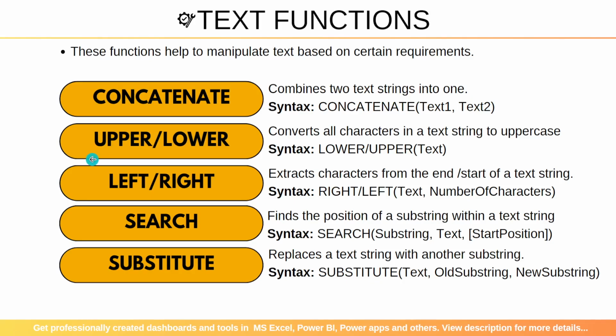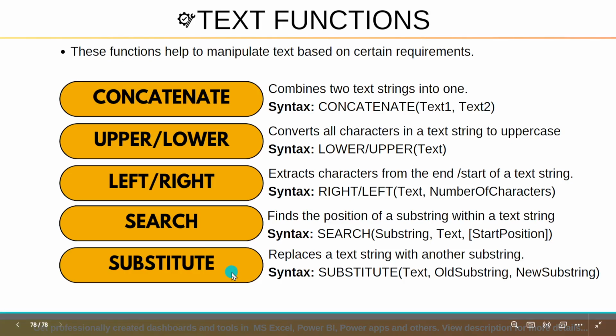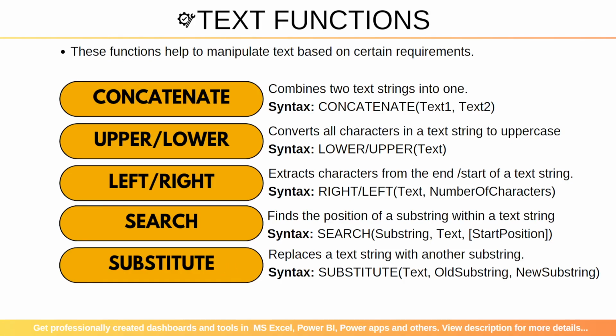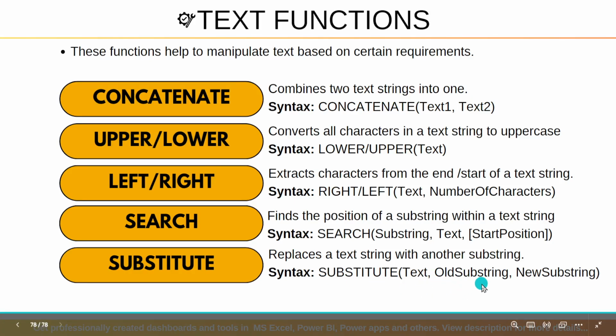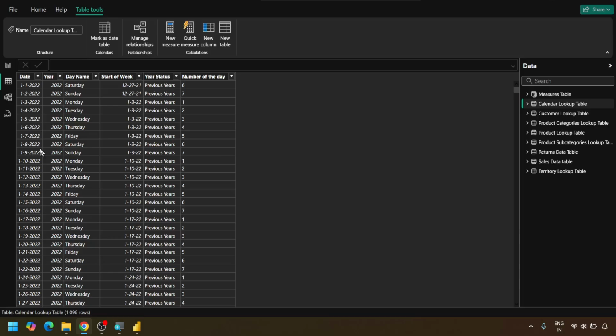The next text function is upper or lower, where we can convert the data into uppercase or lowercase. The third text function is left or right, through which we can extract a certain number of characters from the end or the start of any text string. The search function just finds the position of any text string starting at a particular location, which we will be looking into in Power BI right now. And finally, substitute changes some old text string and we can replace it with some new text string. So let's go into Power BI and see them in live action.